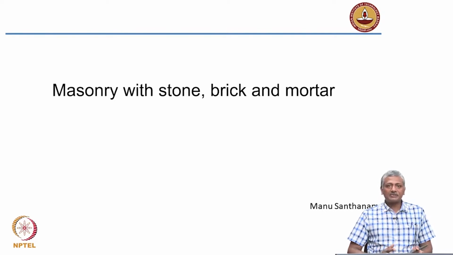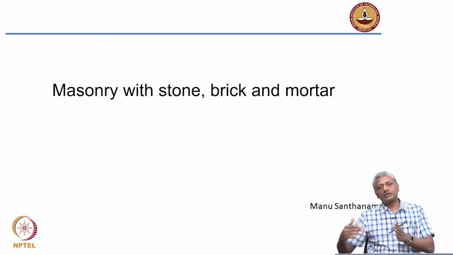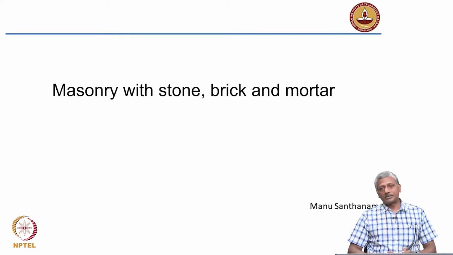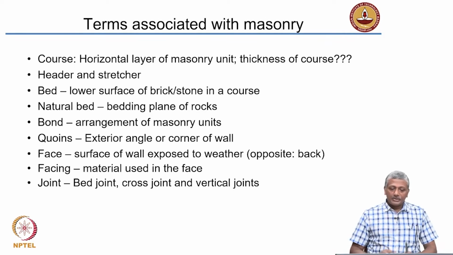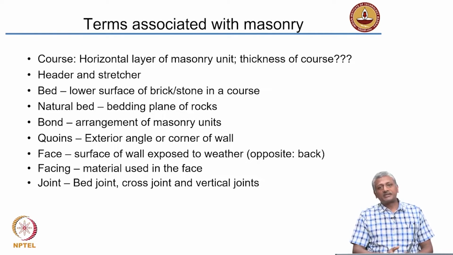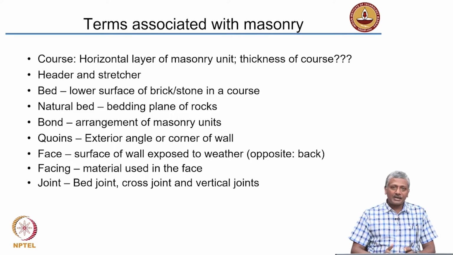And these masonry structures with stone, brick and mortar are engineered to resist loads primarily in the axial direction. A lot of them are not engineered to resist loads in the lateral direction. So, we will talk about that aspect separately towards the end of the chapter. So, before we go into looking at specific aspects of masonry construction with bricks or with stone, let us try and understand some terms that are associated with masonry.